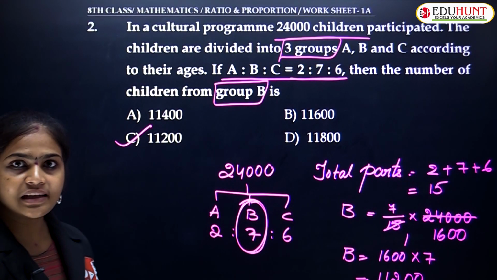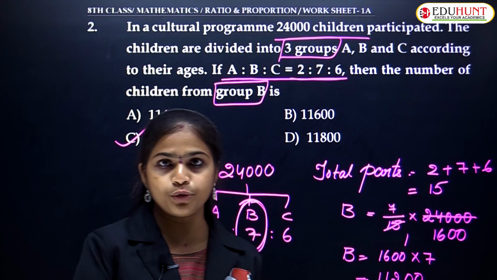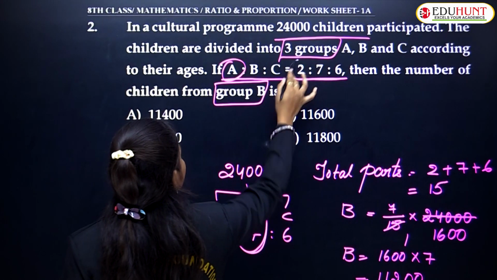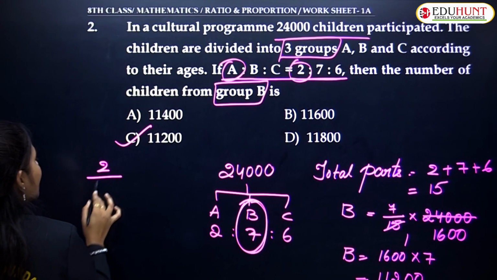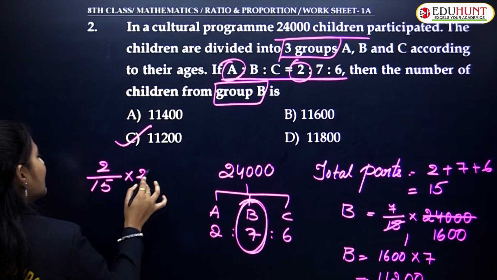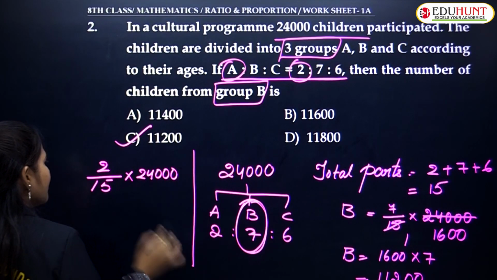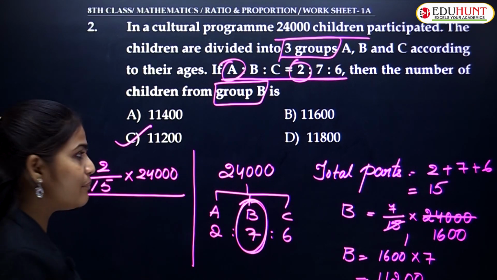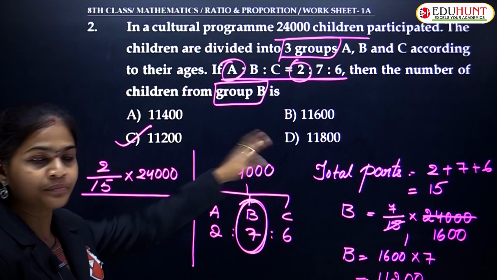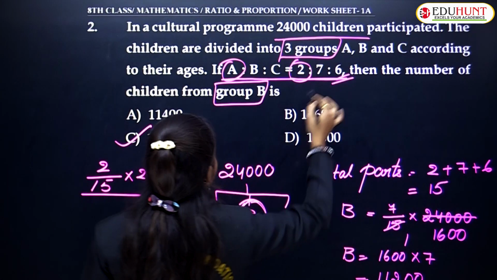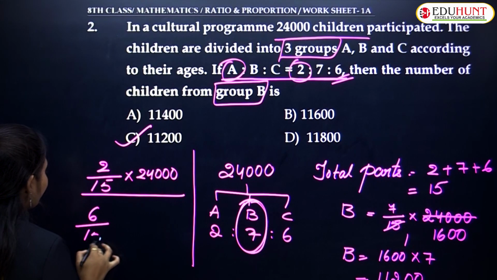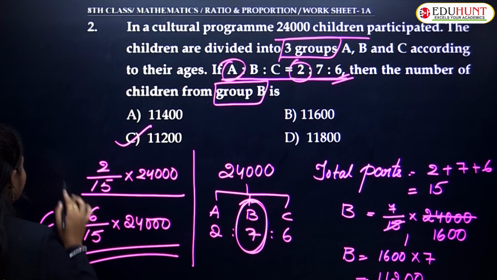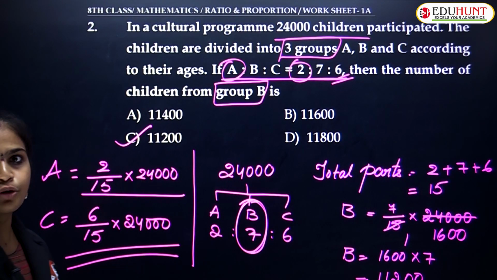Option C. So children, if they ask how many people are there in group A, in that case, what is the part here? 2 parts out of 15 parts, and the total number of children is 24,000. If you simplify this, you will get the number of children in group A. In the same way, for group C, it is related to 6, so 6 parts out of 15 into 24,000. If you simplify this, you will get how many people are in group C.